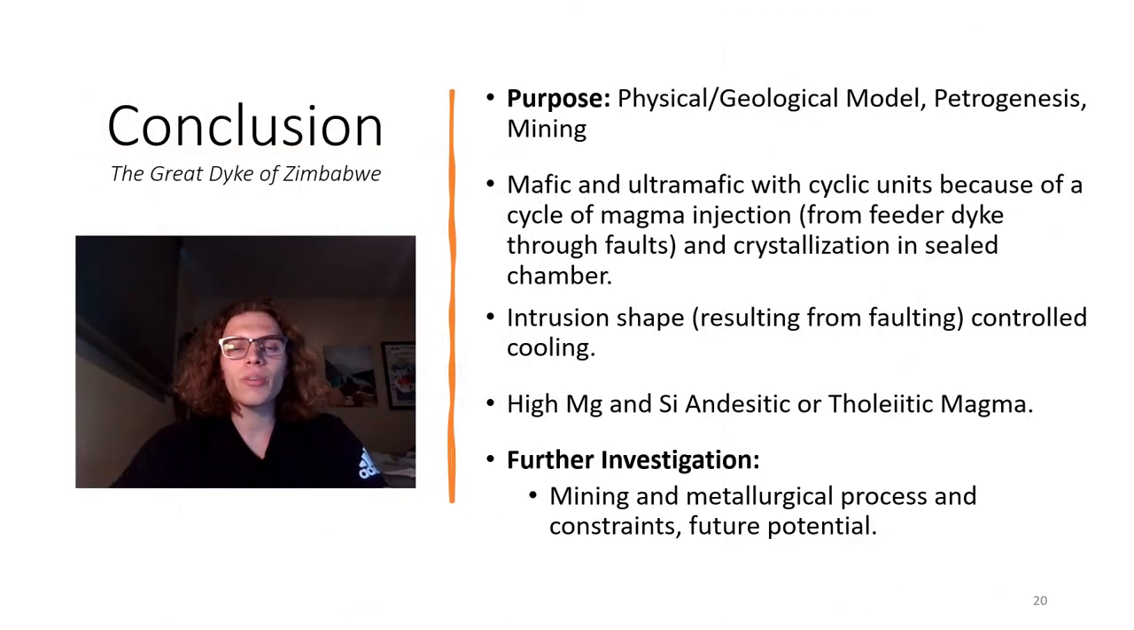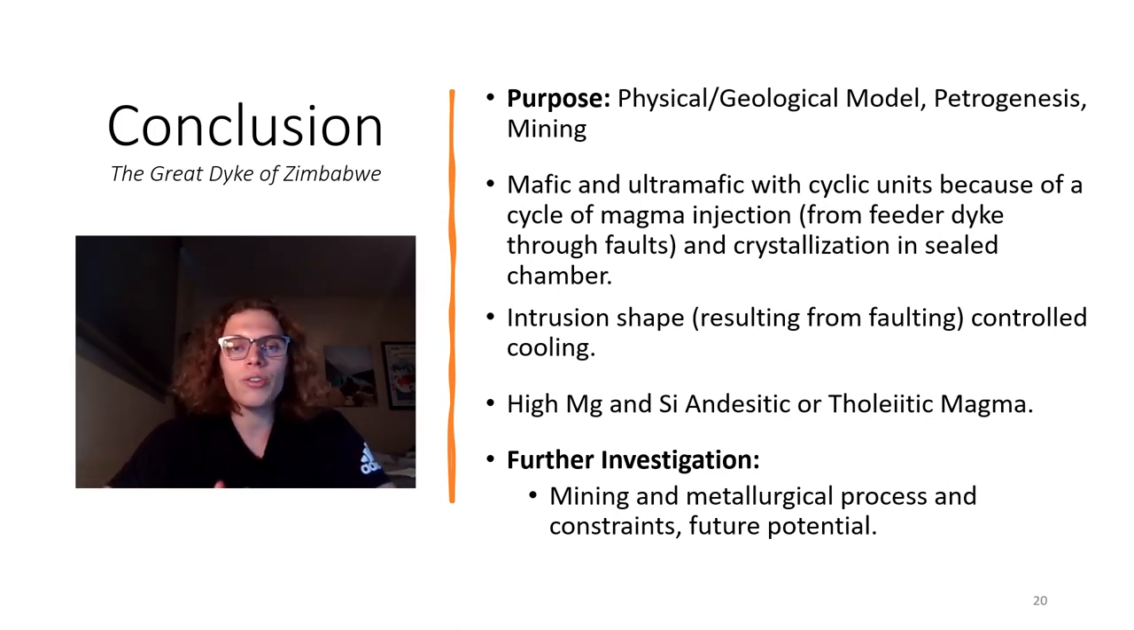If we think back to the original purpose, it was to discuss the physical and geological model as well as the petrogenesis and mining of the Great Dyke of Zimbabwe. To summarize some of these key points, we concluded that it was a mafic and ultramafic composition intrusion with cyclic units, and these cyclic units were because of a cycle of magma injection followed by crystallization followed by more magma injection. We also said that it was a good system for fractional crystallization because the system was relatively sealed, other than those magma injections. We also looked at the physical model, the intrusion shape.